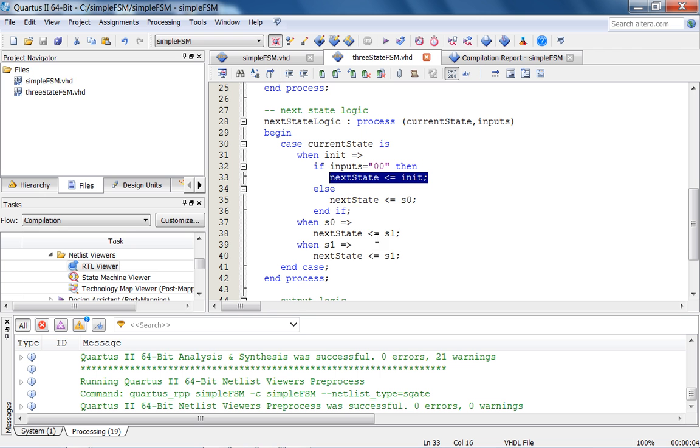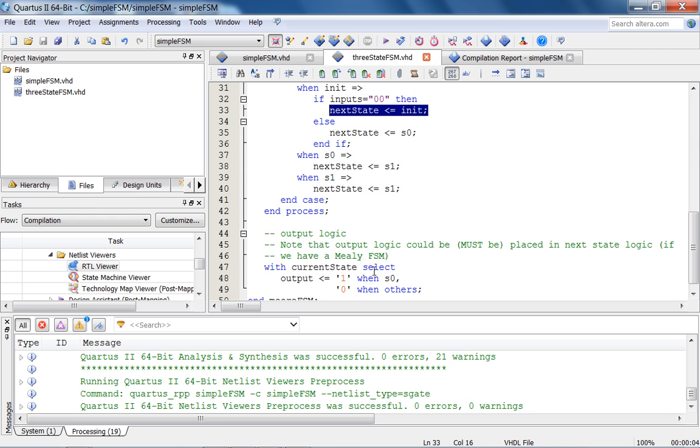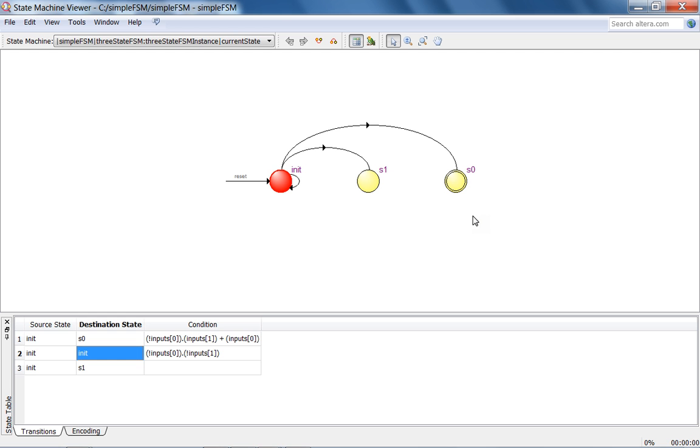When I'm in S0, I go to S1. When I'm in S1, I stay in S1. And that's it. So the output is a 1 when I'm in S0, and that's actually what this little circle means. Okay, output is a 1 there. Output here is a 0. Output here is 0. That's right. But what I don't understand is, why do I go from init to S1?